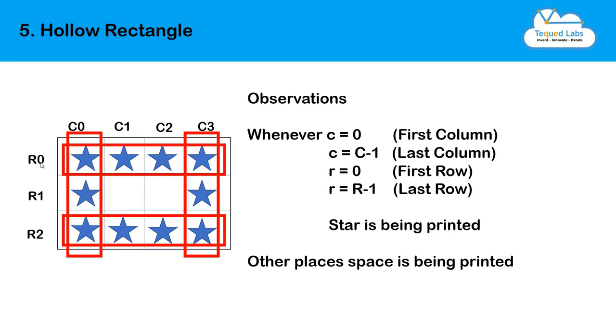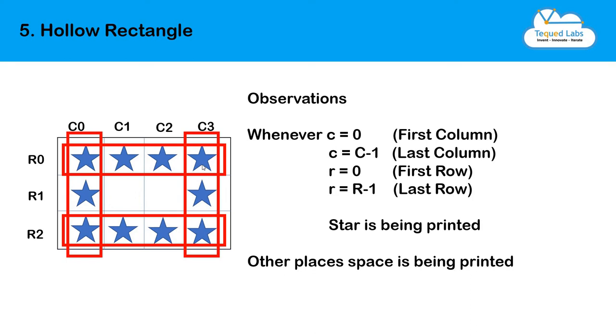Whenever R is 0, we can see all the columns have stars. Whenever R is 2, this is the last row, all the columns have stars. Second category, whenever the column is 0, that is the first column, all the rows have stars. And the last column, irrespective of rows, it has stars.